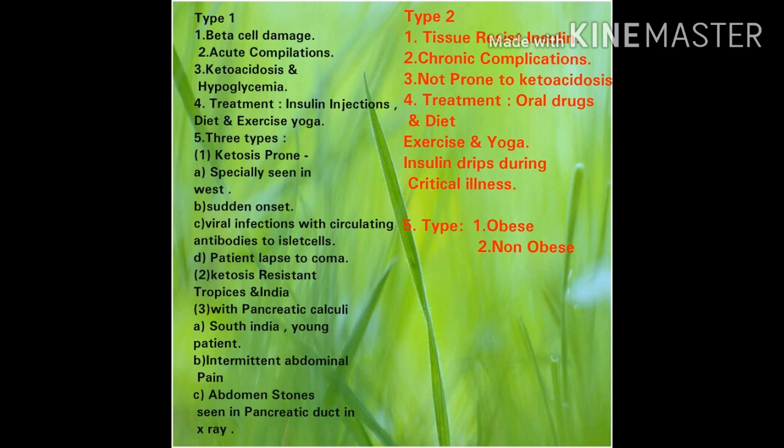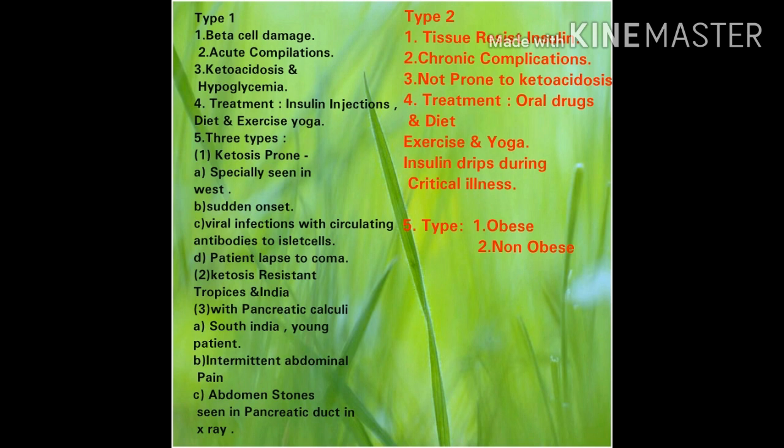And what are the acute complications? That is ketoacidosis and hypoglycemia in type 1 diabetes. In type 2 diabetes, hypoglycemia can take place, but severe ketoacidosis does not take place, because there is a partial lack of insulin hormone, not a complete lack of insulin hormone.